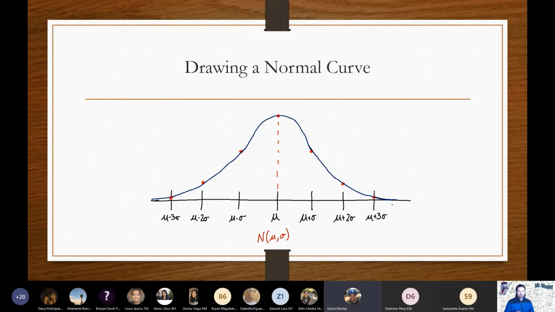What questions do you have, or is there anything I can clarify or re-demonstrate about how to draw a normal curve? Okay, we need another moment on this screen to draw the picture or write anything else down.